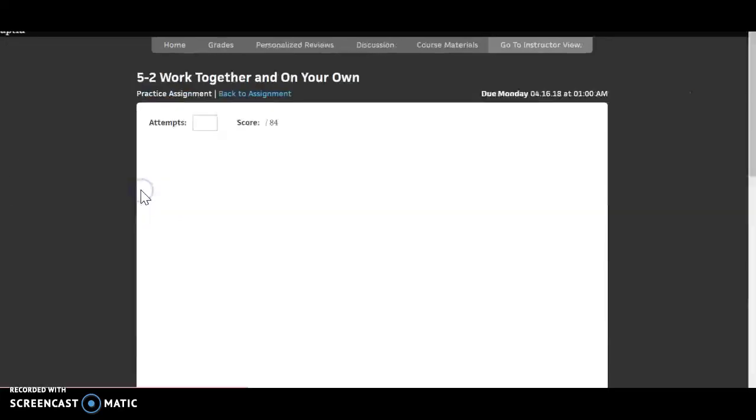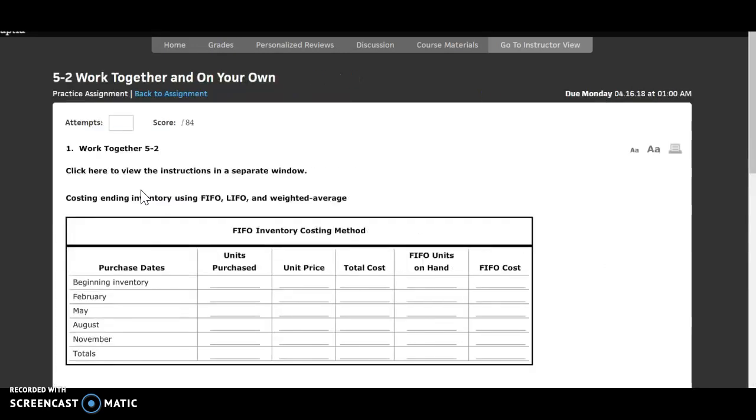Okay, 5-2 work together. The directions tell us forms for calculating inventory costs for Jensen Auto are provided for us. Jensen Auto had the following beginning inventory and purchases for an air filter. At the end of the year, 34 units remained in the inventory. Determine the cost of ending inventory using FIFO, LIFO, and weighted average inventory costing methods. And then they give us a little chart of our purchases and our beginning inventory unit prices and that kind of thing. Okay, so first thing, we're going to start with FIFO.